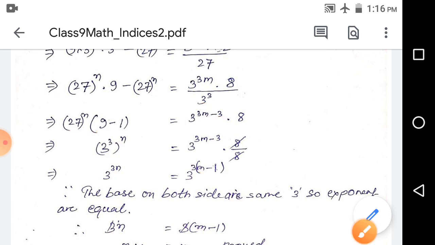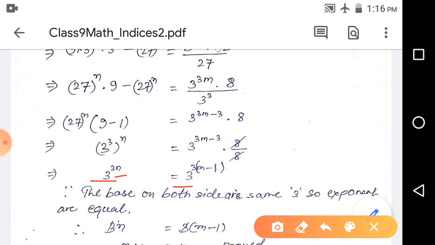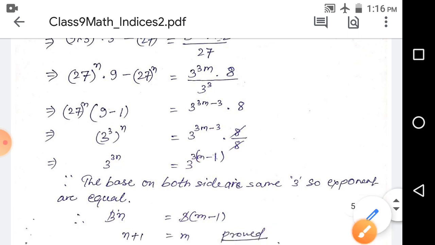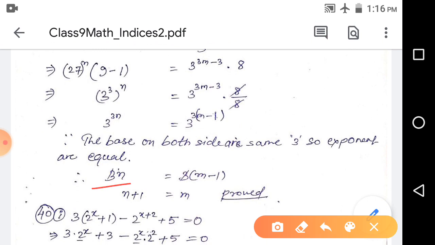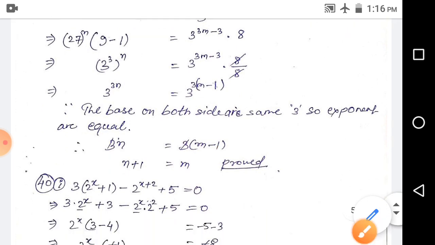Now see this equation, here we have the same base 3, and it is 3n, and it is 3 into m minus 1. Okay, so the bases are same, so we equate the exponents, and after equating, we have 3n equal to 3 whole into m minus 1, 3 cancelled, and this 1 is shifted here, so n plus 1 equals m, and this is what we have to prove. Now go to the last question, that is question number 40.